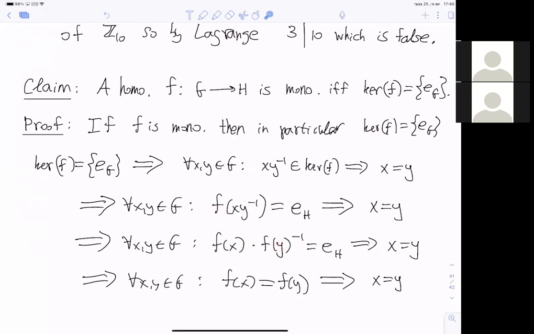So from now on, if you want to check that a homomorphism is a monomorphism, it's sufficient to look at the kernel. If you see that the only element that goes to the trivial element is E, then you can be sure that it's the same everywhere, that you have only one source for any target, for any element in the image.